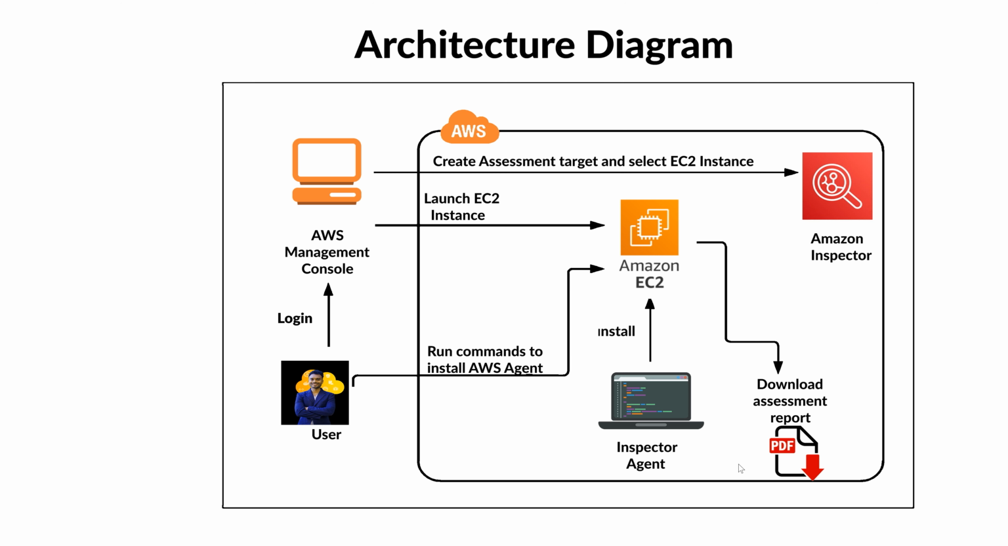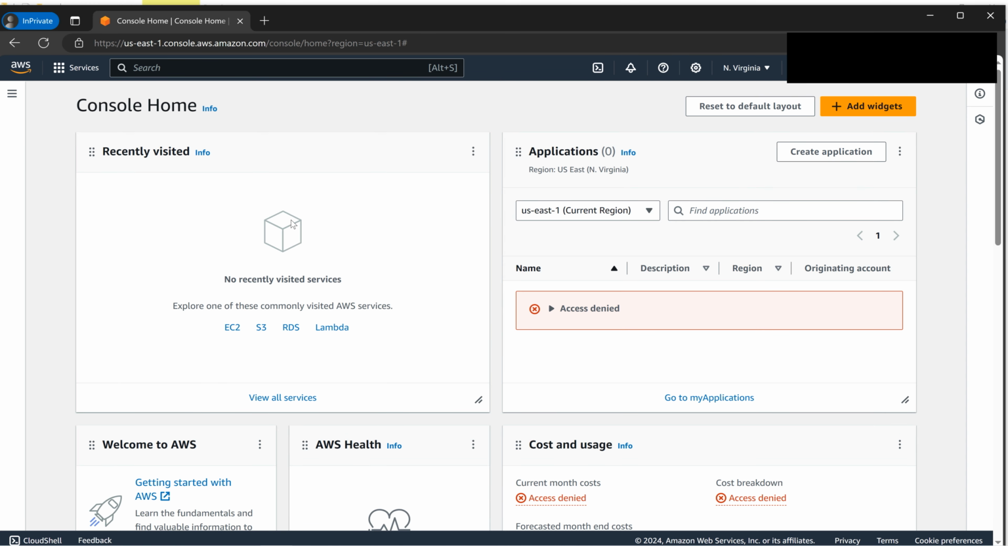We'll also be able to download the PDF associated with any kind of security risk with respect to the EC2 instance which we have created. So let's now dive into the hands-on. Alright, we are at the AWS console, so let's start everything from scratch. We'll go to EC2 because Inspector is associated with EC2.